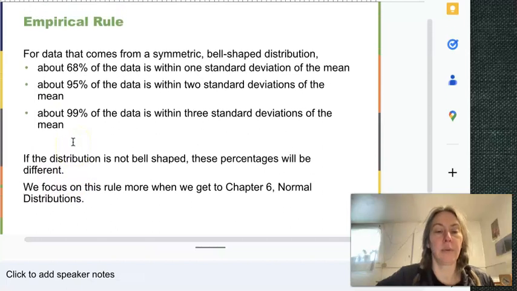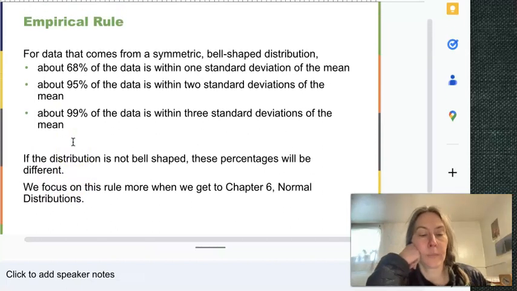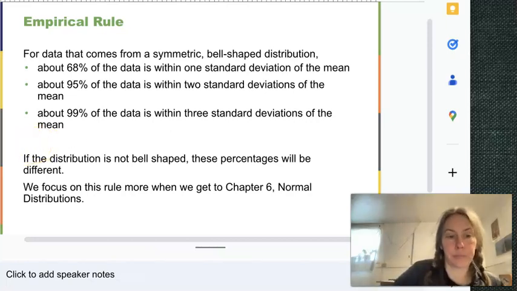So this goes a little deeper into that. 68, 95, and 99. Now these percentages would be different if the distribution is not bell-shaped. And we will come back to the empirical rule later.